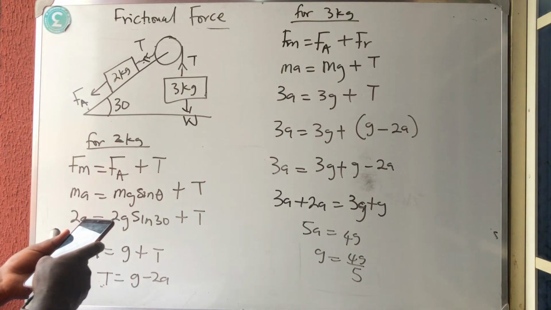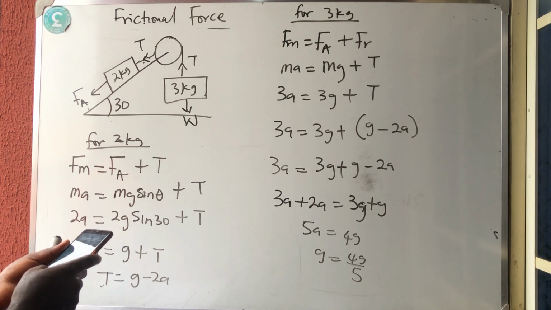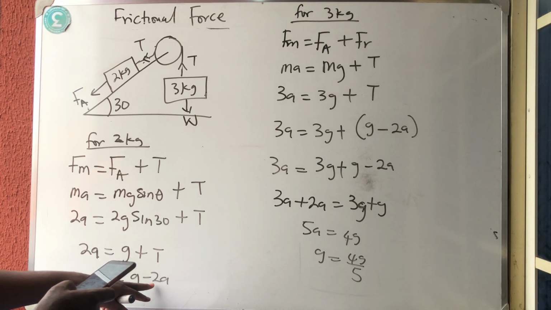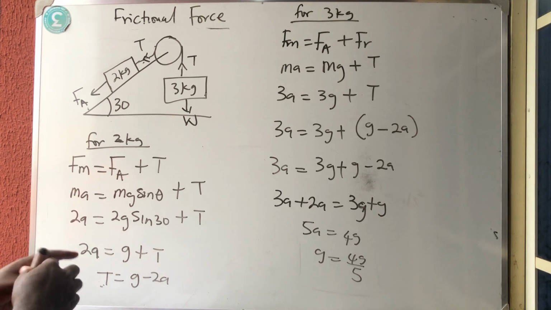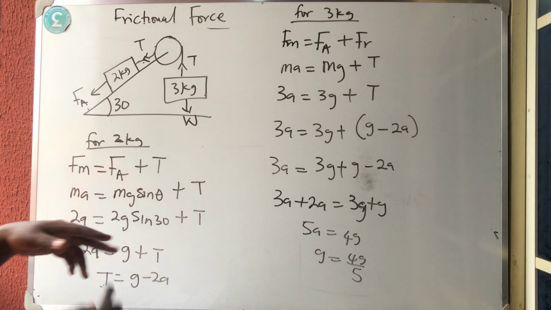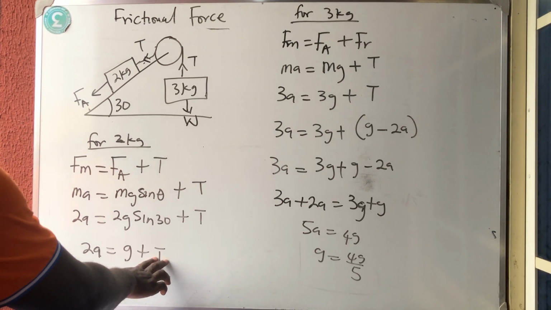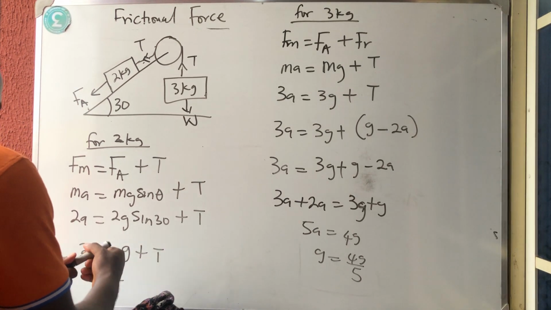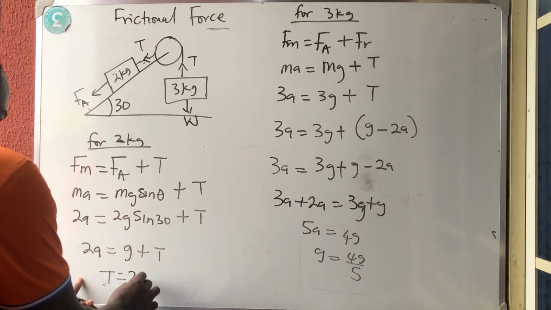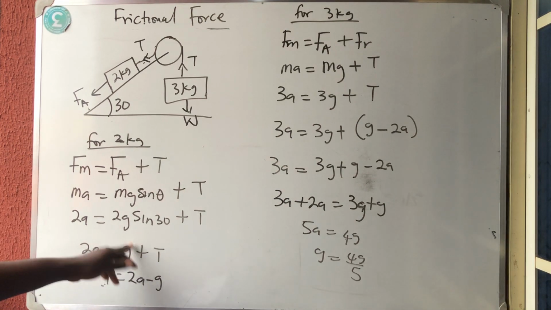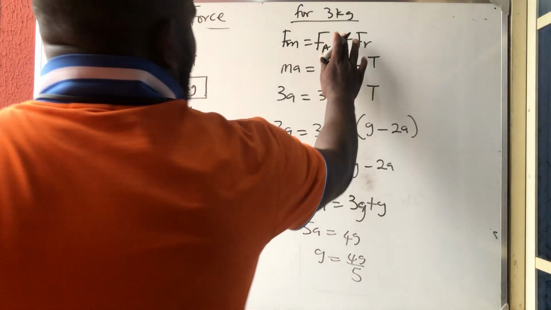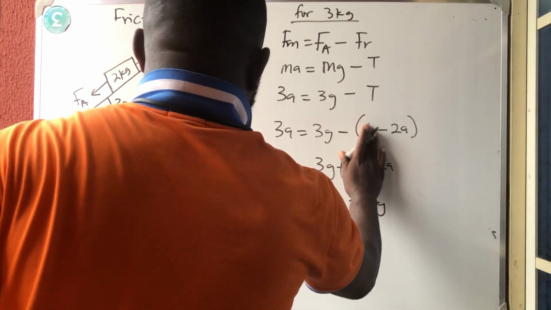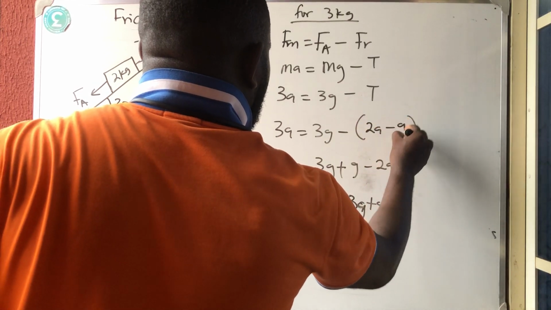So let me check. That 2A. Did I make a mistake here? That the tension is equal to, sorry, tension staying alone. G is the one moving. Sorry, I made a mistake here. G is the one moving. So I'm going to have that tension is equal to 2A minus G. G is the one moving. 2A minus G. So that was what was confusing me. So it's going to be 2A minus G.